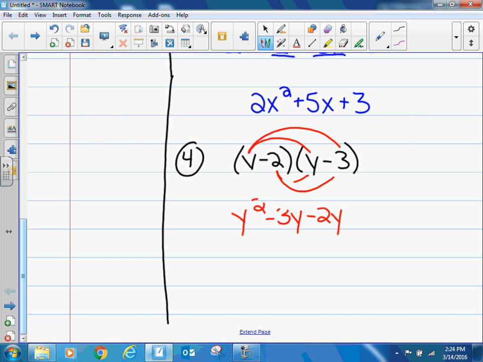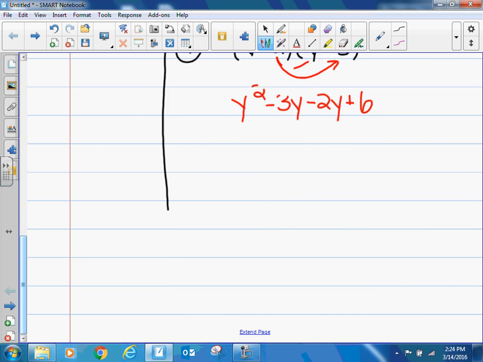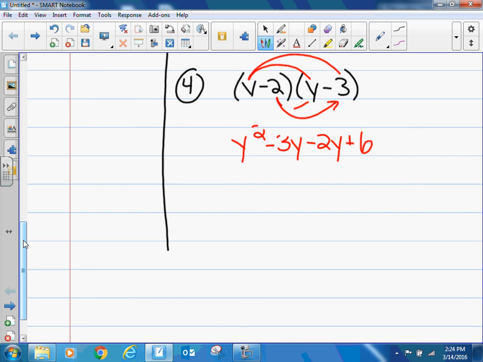Last is going to be this 2 to this 3. So negative times negative is a positive 6. So I have to go again and combine my like terms, if you notice in the middle. So I'm left with y squared, a negative 3 and a negative 2 is negative 5y plus 6. And that is my simplified version.